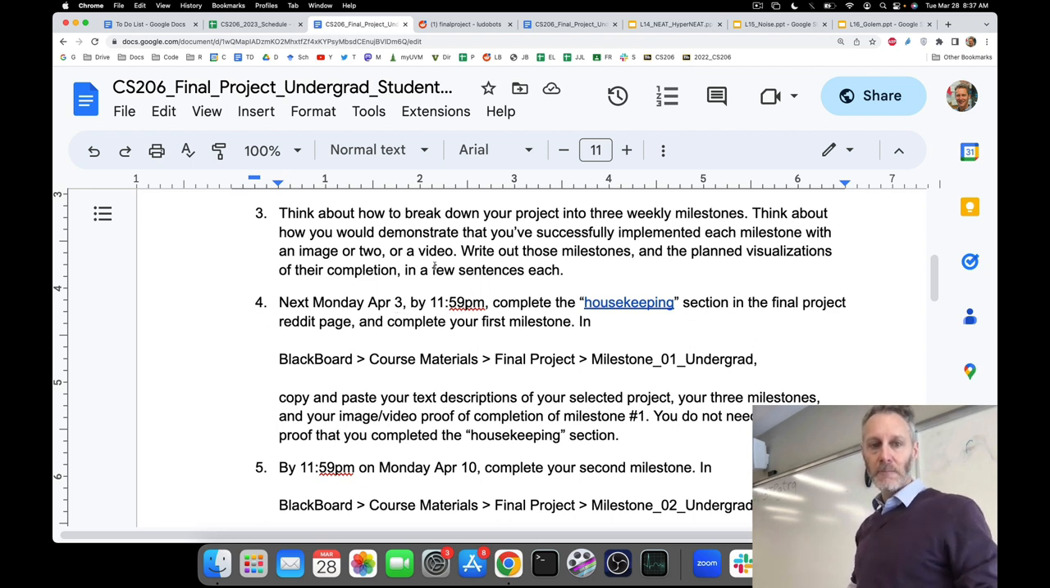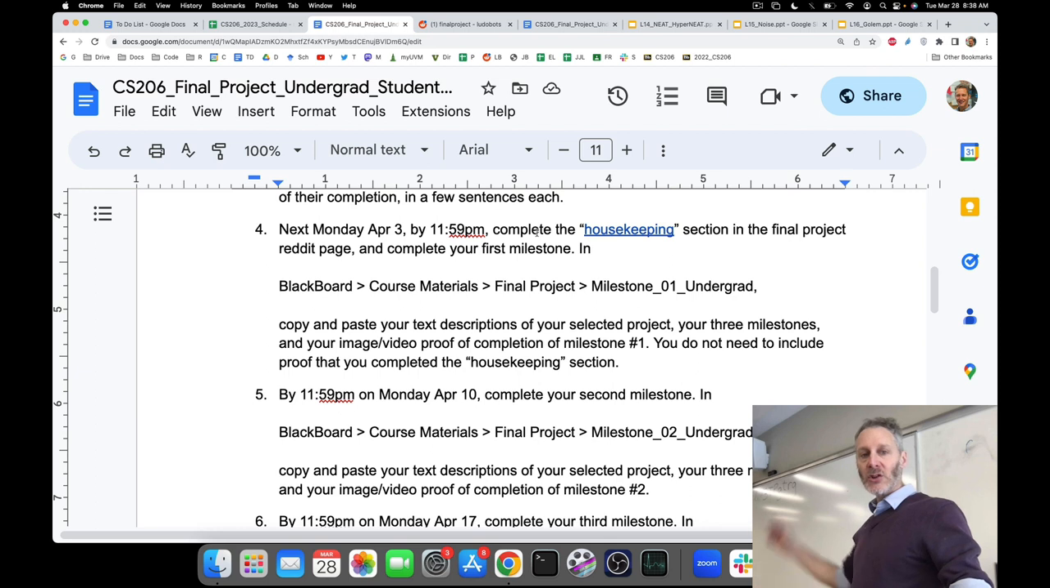Okay. So write out your idea of what you want to do, or just pick one from the list, and then write out each of those three milestones and the visualizations you can imagine that, if you were to implement that milestone and generate those images or video and submit that to us, it would convince us that you've completed your weekly milestone. So far, so good? Make sense? Okay. So by next Monday, what are you going to be submitting?